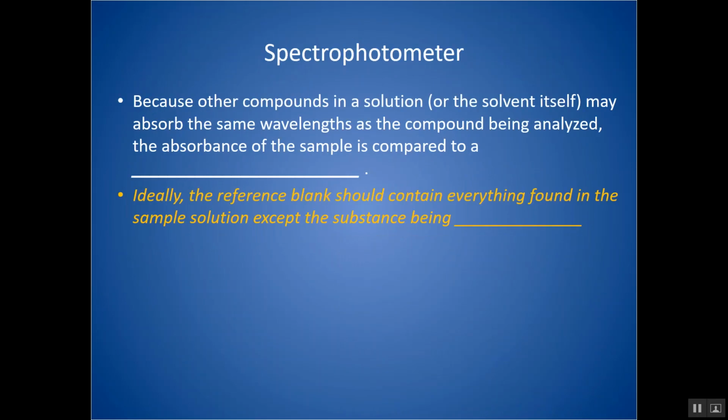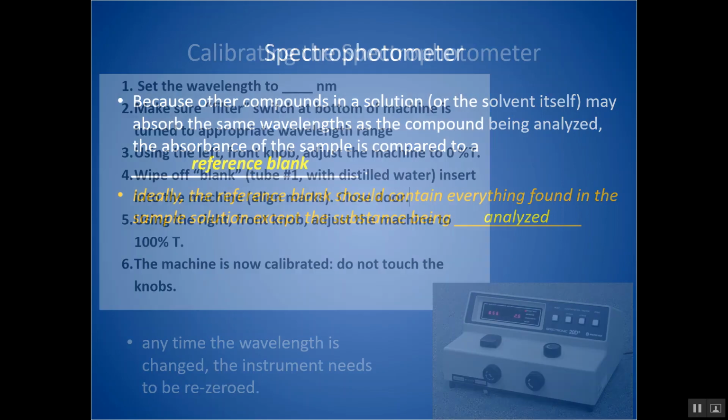Since the solution that you're analyzing often contains other compounds than the one you want to analyze, you want to always compare your absorbance to a reference blank, or a blank we call it. The reference blank should really contain everything in the sample except the substance being analyzed. A lot of times we're looking at aqueous solutions, so a lot of times we're going to use distilled water as our reference blank.